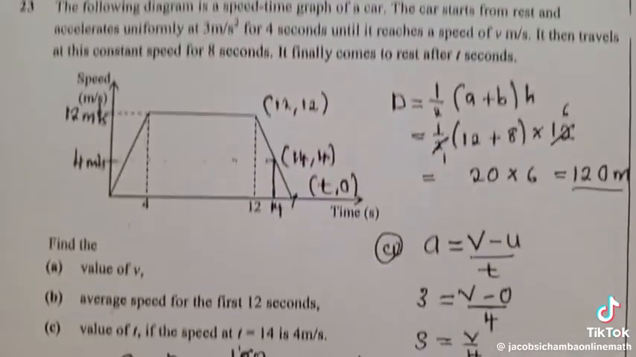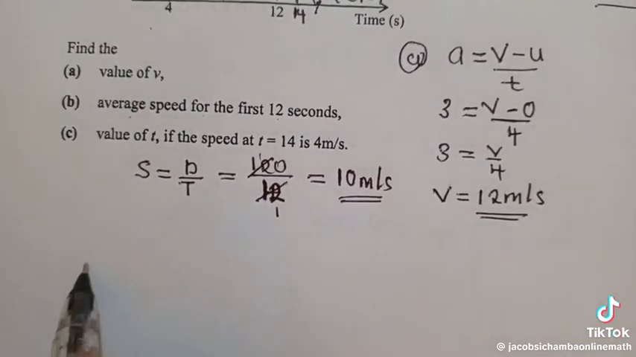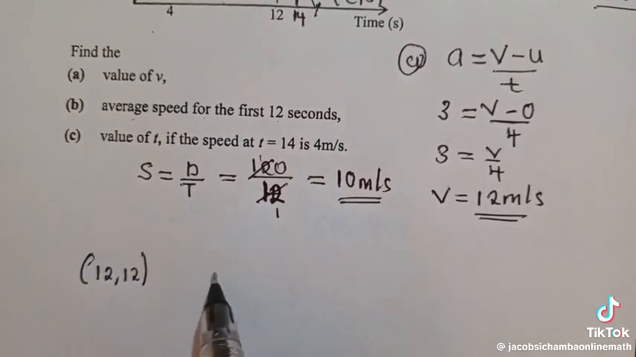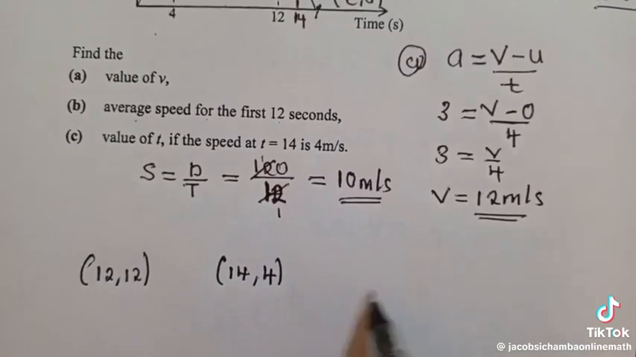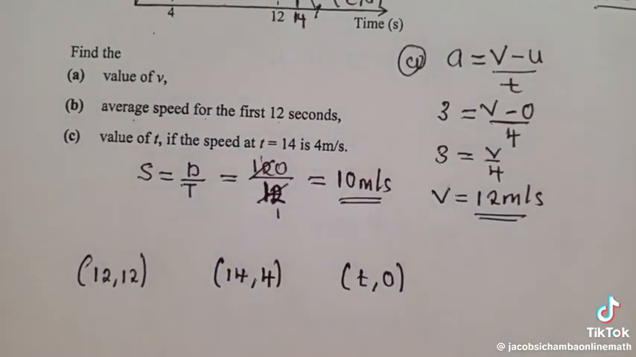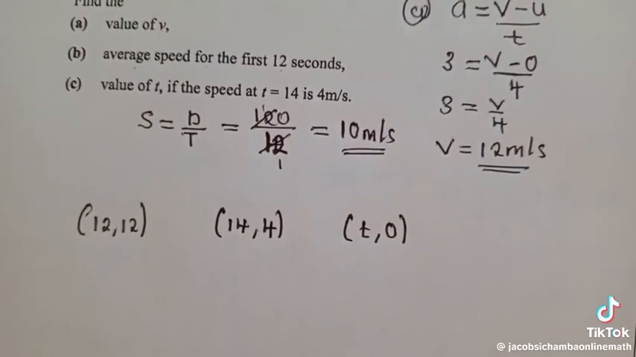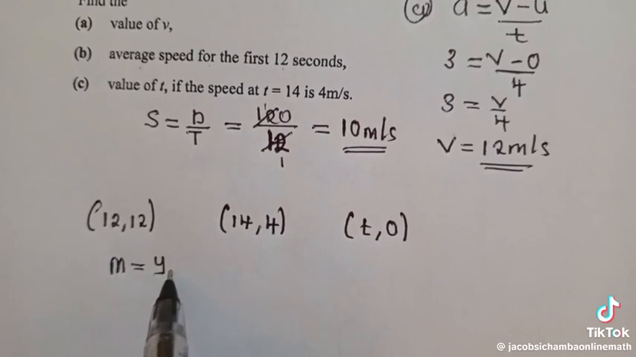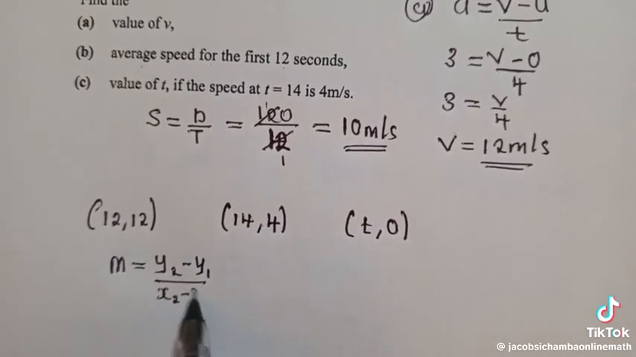Let me write down these coordinates here so that we don't mess up. So I've got 12, comma 12. We also have 14, comma 4. We have t, comma 0. So these are the coordinates we do have. So we're going to use the formula for finding the gradient. Okay, so m is equal to y subscript 2 minus y subscript 1 over x subscript 2 minus x subscript 1.